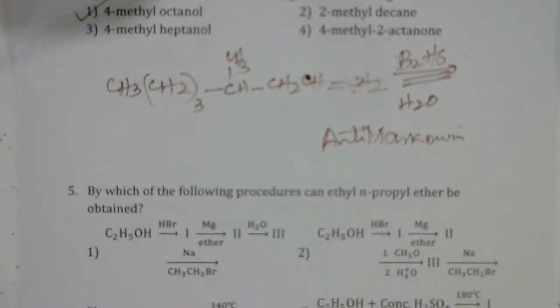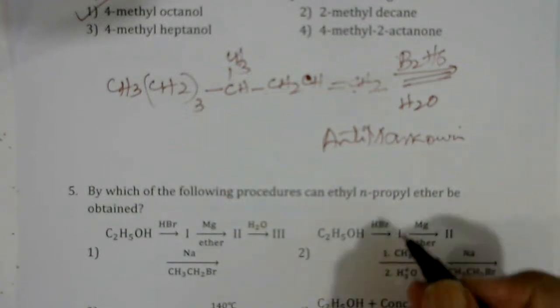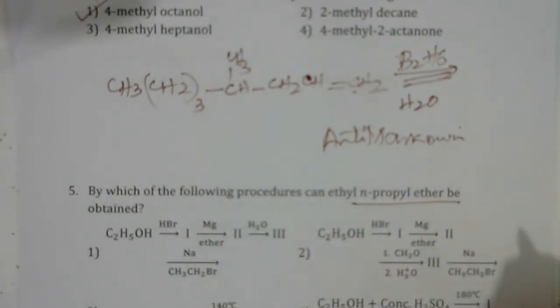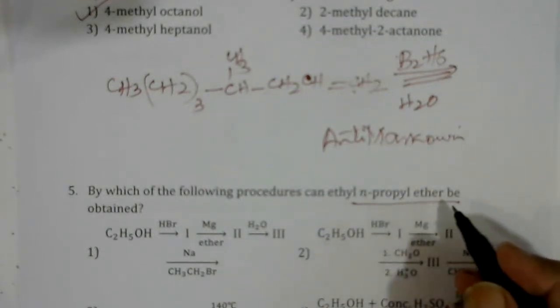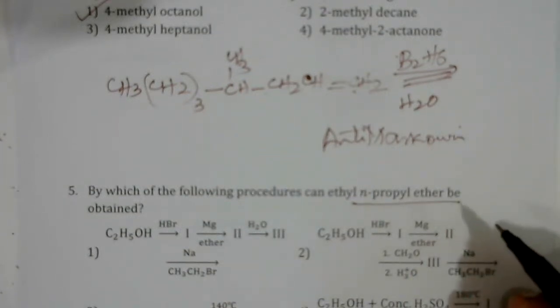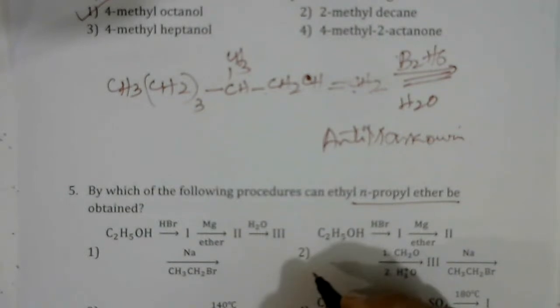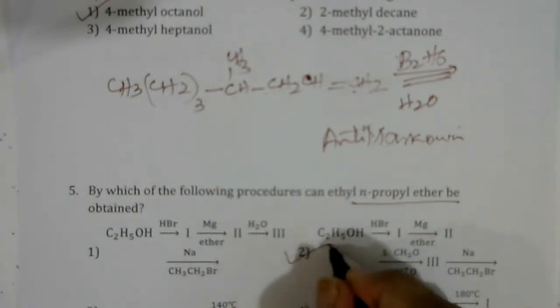Next, question number 5. By which of the following procedures can we get normal propyl ether? By which reaction are they asking? Always remember that to get a normal propyl ether, the alkyl halide, whatever the alkyl halide is, it should be primary. Therefore, the correct option is what? Question number 5, the option will be second.